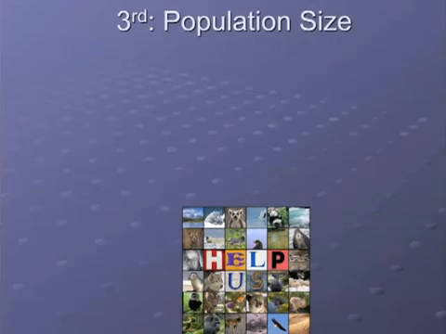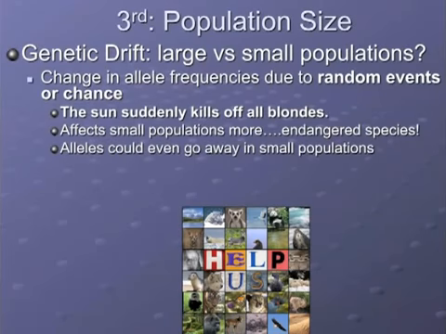The third is population size. Genetic drift is a process that affects small populations, and it's when you have a change in allele frequency due to random events or chance. So, suddenly killing off all the blondes.